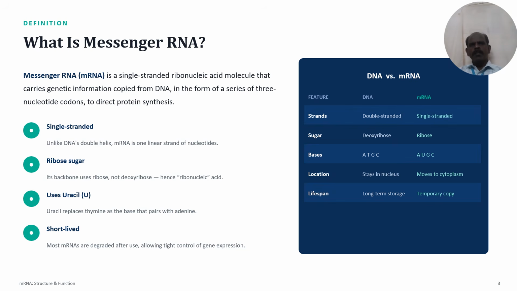What is mRNA? It is a single-stranded ribonucleic acid molecule. It carries genetic information copied from DNA in the form of a series of three-nucleotide codons to direct protein synthesis. It is single-stranded. It has ribose sugar. It uses uracil and it is short-lived.